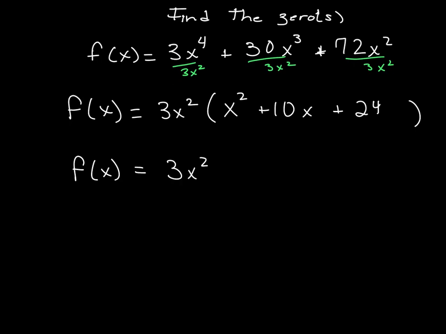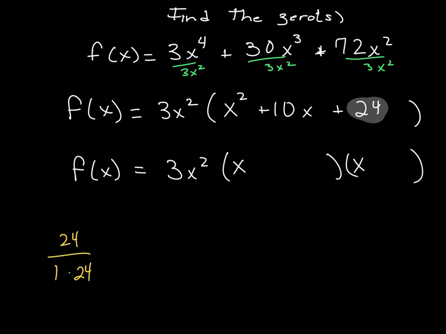It's 3x squared. The first term of my trinomial is just 1x, so that means the first 2 terms of my binomials are also x. Now I go through and look at 24. What are all of my factors of 24? It's 1 times 24, 2 times 12, and 4 times 6. Because I know the middle term has to add up to 10, that's going to be a plus 4 and a plus 6 here.